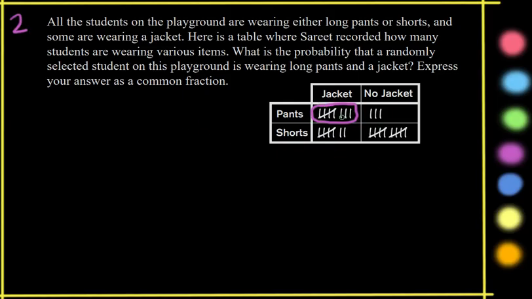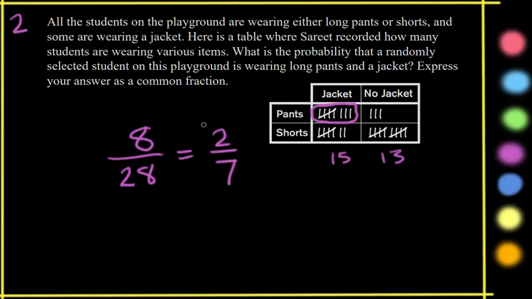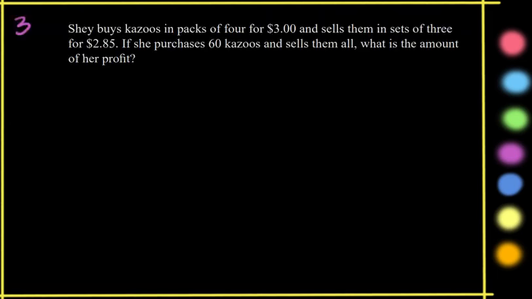Okay, so how many are in there? There's 8. And then we need to divide by the total number in all the boxes, which is 8 plus 7. There's 15 wearing a jacket. And then 3 plus 10, there's 13 not wearing a jacket. Altogether, that's 28. So 8 divided by 28, if we simplify that, that's 2/7. So 2/7 is our probability. Let's go on to problem 3.